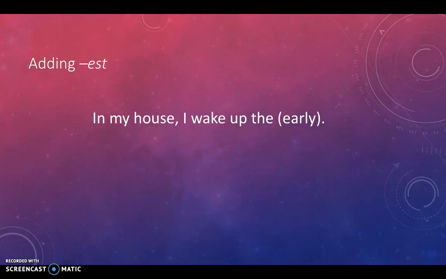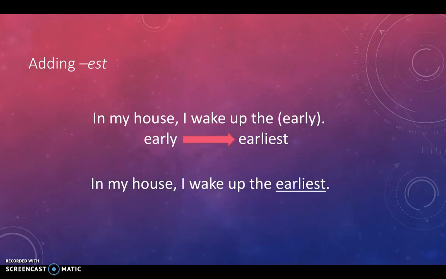So when you add est, look at this example. In my house, I wake up the blank. You need to compare there are more than two actions because there's probably more than two people who wake up in your house. You also don't know how many people, so there's not exactly two. You take early and you add est to make earliest. Now you can see that the y changed to an i. That's because it did iest for the spelling. So in my house, I wake up the earliest.